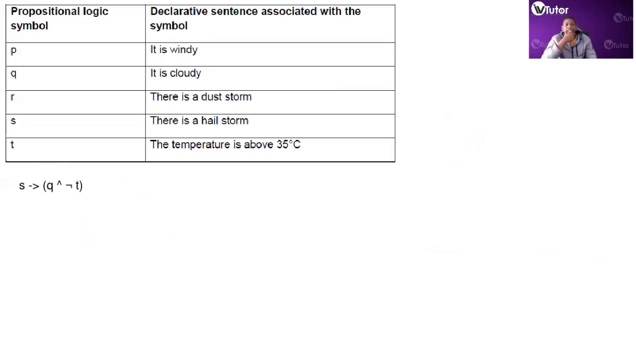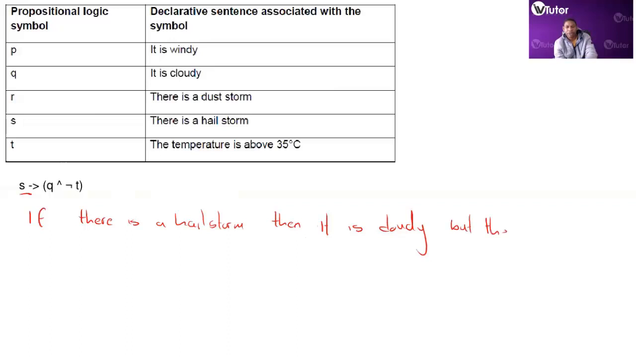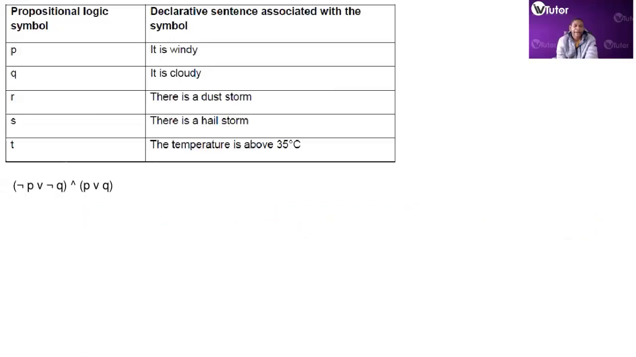Next one, S implies Q and not T. I usually want to start this with: if S, then Q and not T. What is S? If there is a hailstorm, then Q and not T: it is cloudy, but the temperature is not above 35 degrees Celsius.